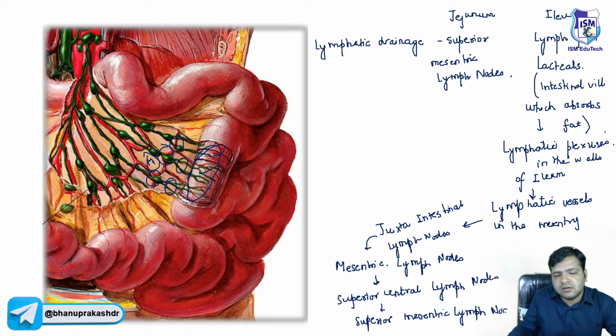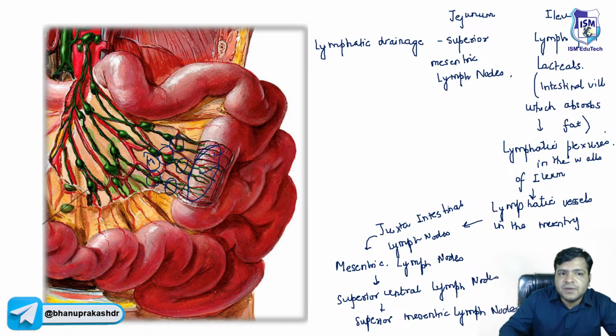Superior mesenteric lymph nodes, right? So remember beta, you can very well see this plexus formation over here. So yes, these are the lymph nodes. Then they will drain into the mesenteric lymph nodes. You can see in the mesentery the lymph nodes are present.